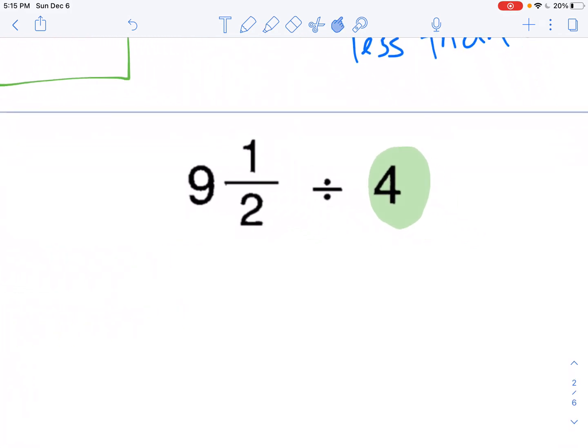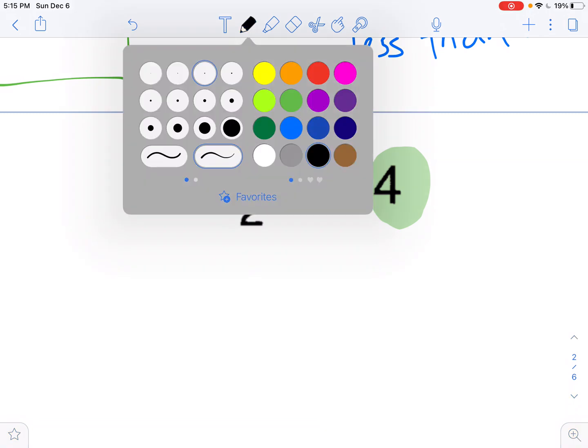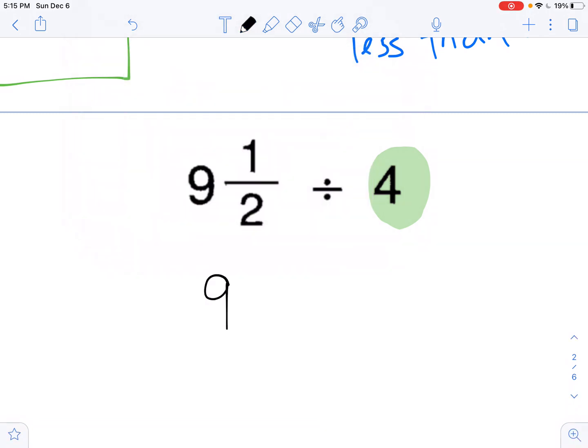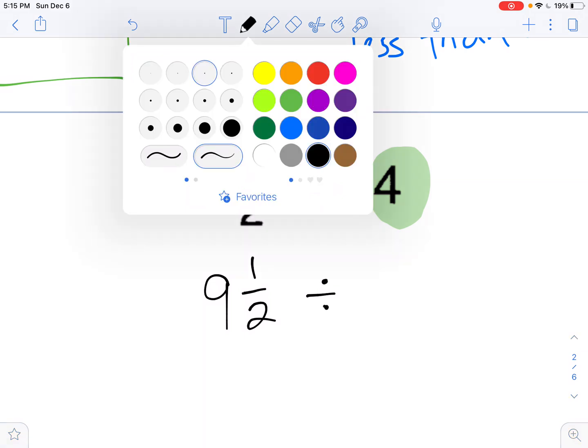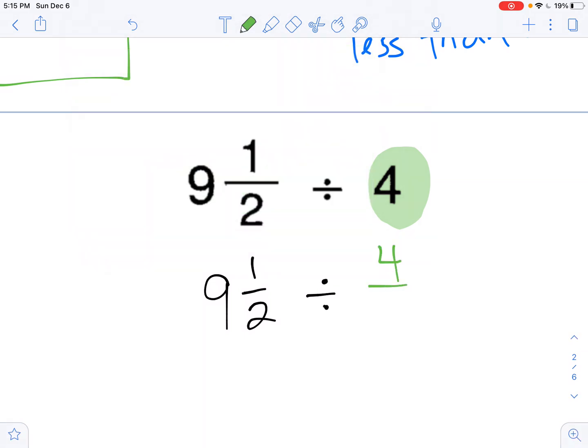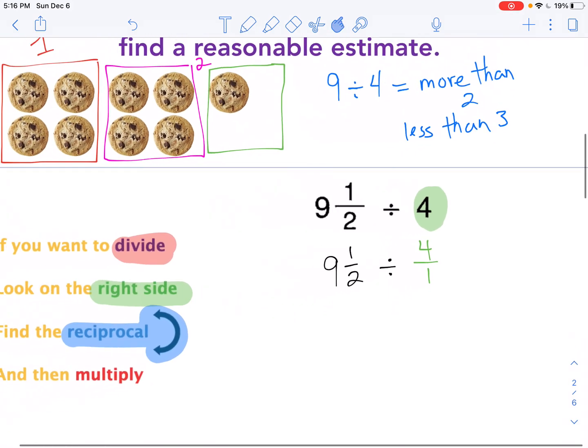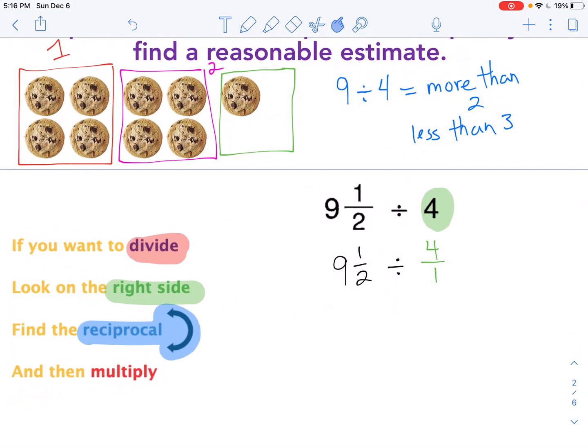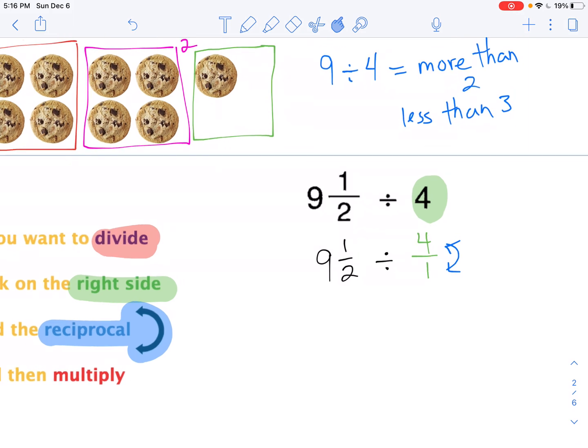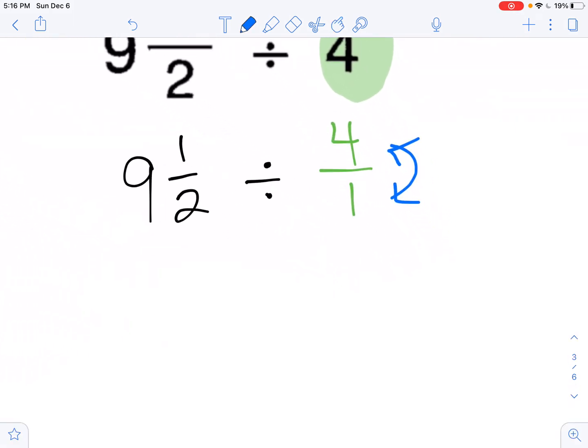So I have to make it be a fraction. Before I go any further, I'm going to rewrite 9 1/2 divided by, but I have to rewrite 4 as a fraction. So that's 4 over 1, 4 wholes. Now I can do that third step of find the reciprocal. Flip that fraction over, find the reciprocal. There it is. If I flip it over, instead of having the 4 on top, the 1's going to be on top, and the 4 is going to be on the bottom.